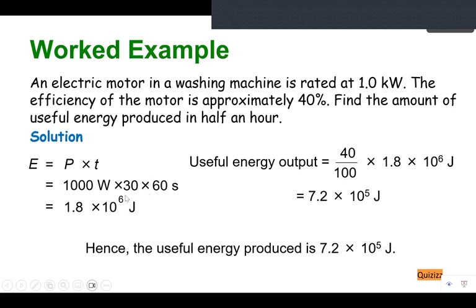Okay, so this is the amount of energy that is being input into the washing machine. 1.8 times 10 to the power 6. But the useful energy output is only 40%. So I need to use 1.8 times 10 to the power 6 times 40% of it. So the amount of energy that comes out of the washing machine, or that is useful in the washing machine, maybe to spin the drum, etc., is only 7.2 times 10 to the power 5 joules. The remaining 60% is lost to the surroundings as internal stores, or lost to the surroundings as sound energy, etc.